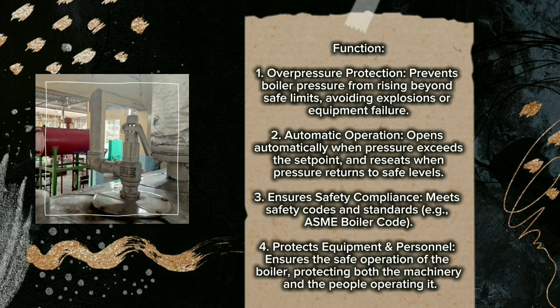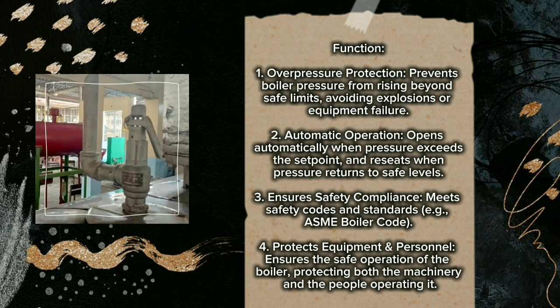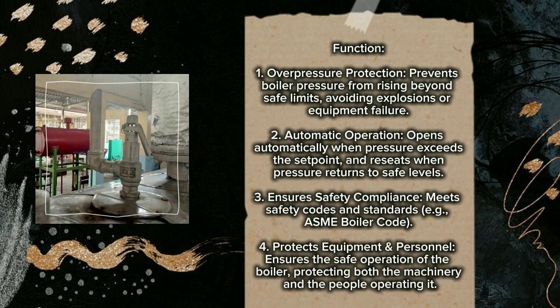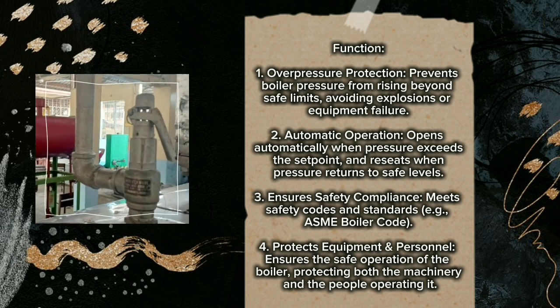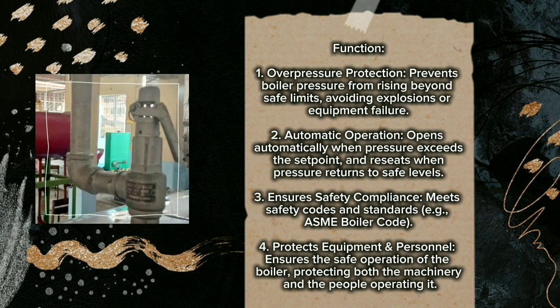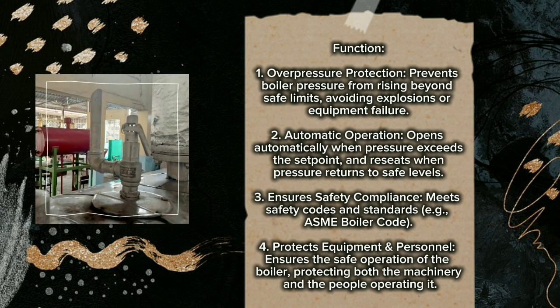Number 3, ensures safety compliance. Meets safety codes and standards. Example given, ASME boiler code. Number 4, protects equipment and personnel. Ensures the safe operation of the boiler, protecting both the machinery and the people operating it.